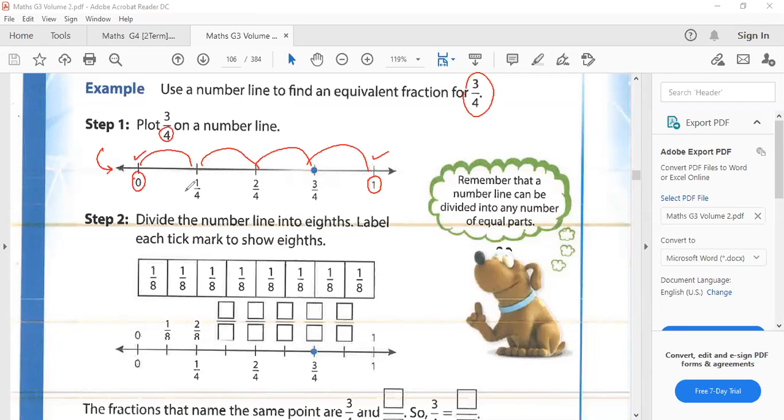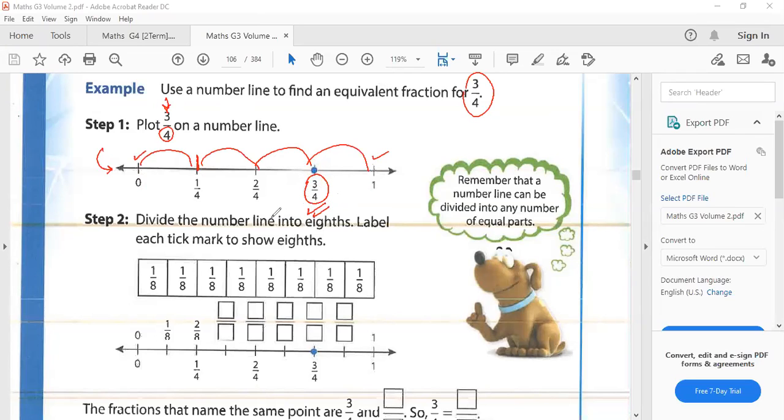And now you label each mark here. This is 1 over 4, then 2 over 4, 3 over 4. And you need 3 over 4 especially, so this one will be circled. You will circle 3 over 4 only. This one is the one that you need.